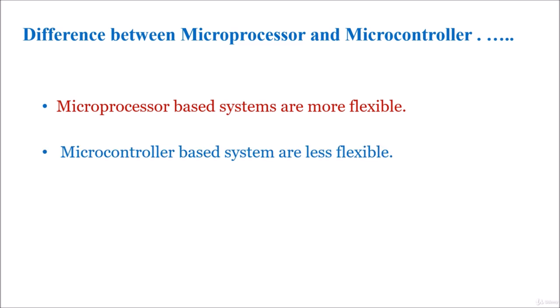Whereas in microcontroller based system, everything is available internally. So even if I want to use the ROM memory of 2 kilobyte size, but if internal ROM is of 4 kilobyte, then that will be available with my system. So we cannot select a block as per our application. Whatever blocks are available internally, our system consists of those blocks. So microcontroller based systems are less flexible than microprocessor based systems.